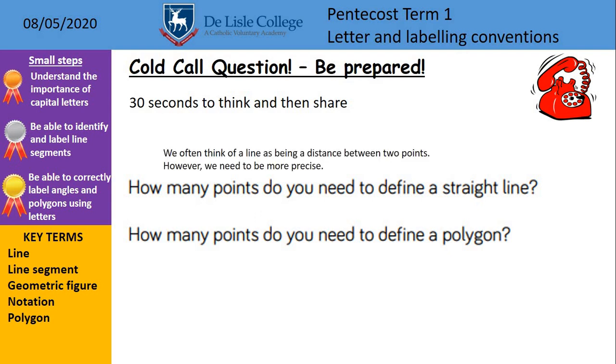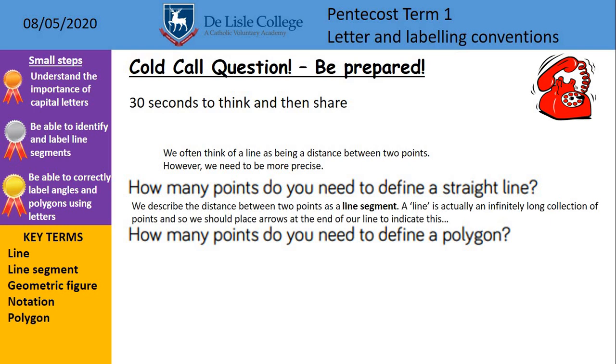So we'll have a think. We often think of a line as being a distance between 2 points, but we need to be more precise. One of the words we're going to look at in particular is line segment, and that is how we describe the distance between 2 points. Okay, so we need to get that definition down. The distance between 2 points is a line segment. A line is in fact an infinitely long, so infinite meaning gone forever, collection of points, and so we should place arrows at the end of our line to indicate it. So you'd show that it can go on forever.